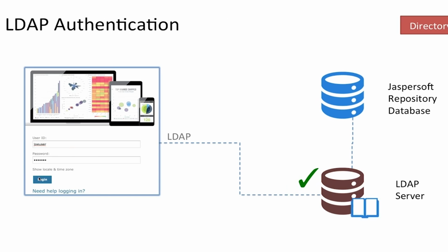Another very common directory lookup-based authentication would be called LDAP authentication. In this situation, again, a username and password is entered into Jaspersoft. And via LDAP, the information is sent to the LDAP server. At that point, we'll be checking to see if the username and the password exist inside of the LDAP server. If everything checks out within the LDAP server, the user will be synced into the Jaspersoft repository database.